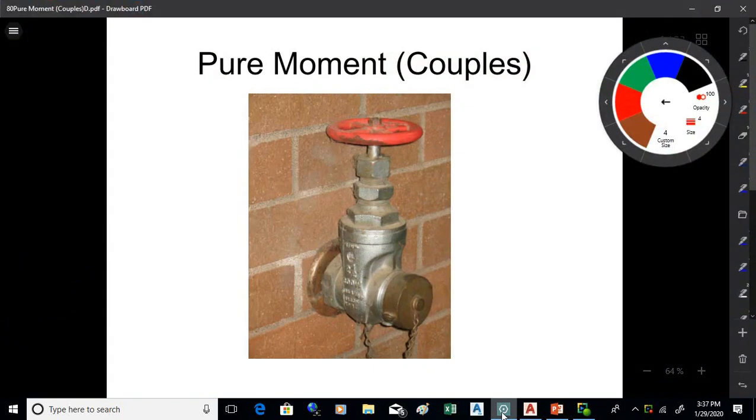Let's look at what are called couples, which is kind of a funny name, but that's what they're called. Sometimes I call these pure moments because this is a second way to create a moment, a little different than what we've been looking at so far. So let's have a look at this. This is another way that moments can be generated. I'm on page 330.